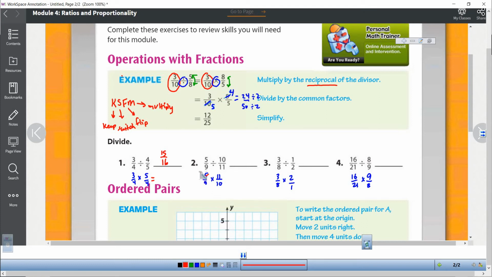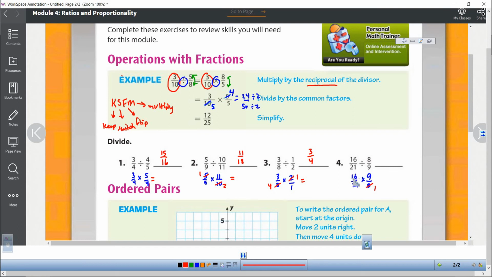Down here, let's see. This one will simplify. 5 goes into 5 once. 5 goes into 10 2 times. So that one is going to turn out to be 11 over 18. 1 times 11 is 11 over 18. This one right here, 2 goes into 2 once. 2 goes into 8 4 times. So that one is going to turn out to be 3 times 1 on the top and 4 times 1 on the bottom, 3/4.